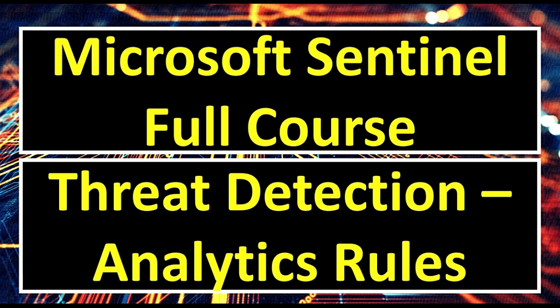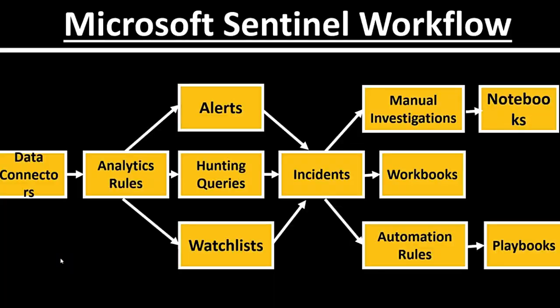Analytics rules in Microsoft Sentinel are automated detection mechanisms that continuously analyze security data to identify potential threats. These rules help security teams to detect, investigate, and respond to suspicious activities in an organization's environment. As a recap, Microsoft Sentinel ingests data from various sources such as firewalls, endpoint protection tools, cloud services, and identity platforms. Analytics rules scan this data for threat indicators, anomalies, or suspicious behavior patterns.